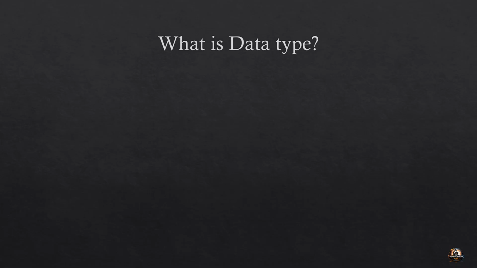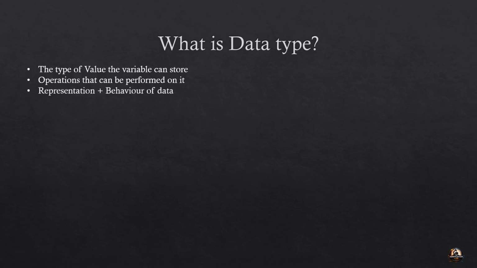So, what is a data type? A data type defines three main things: the type of value a variable can store, the operation that can be performed on that data, and the overall representation and the behavior of the data. In simple words, data type tells us what the data looks like and how it behaves.